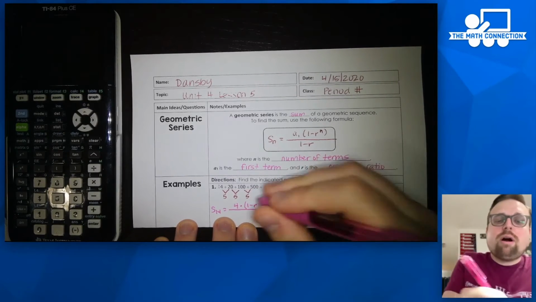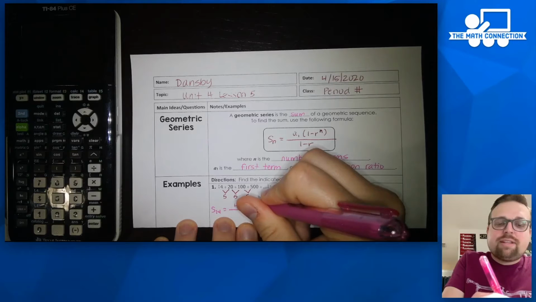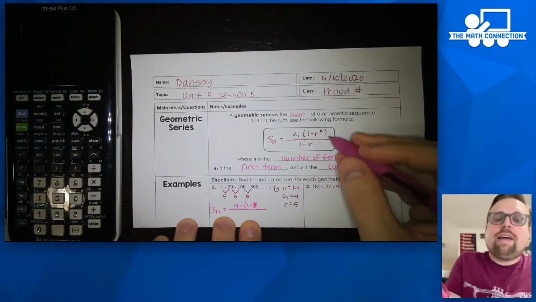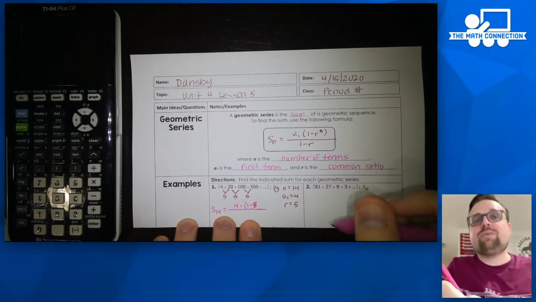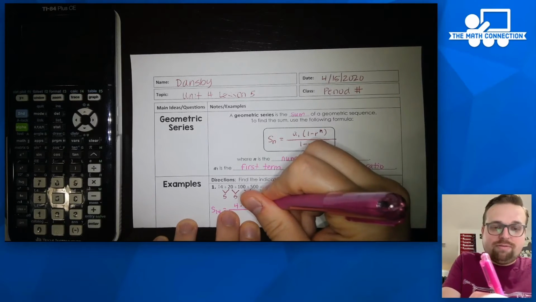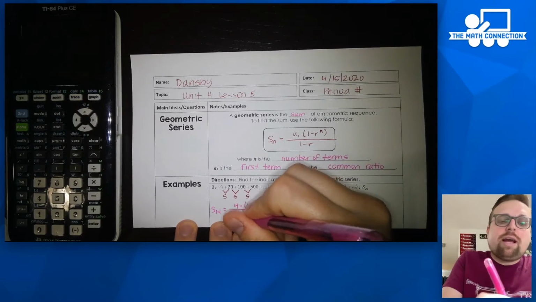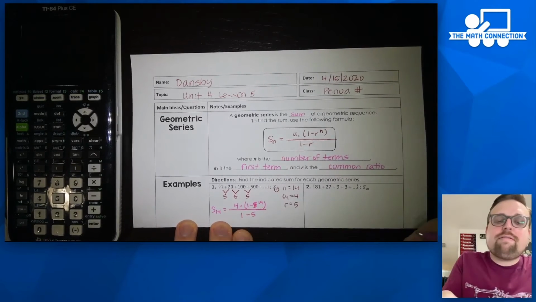Well, we know what r is, it's 5, so let me fix that. It's a 5. And that 5 is going to be to the power of n, and n is 14 because we're going to the 14th term, so 14. And then in the denominator, you just have 1 minus r, and r is 5, so 1 minus 5.